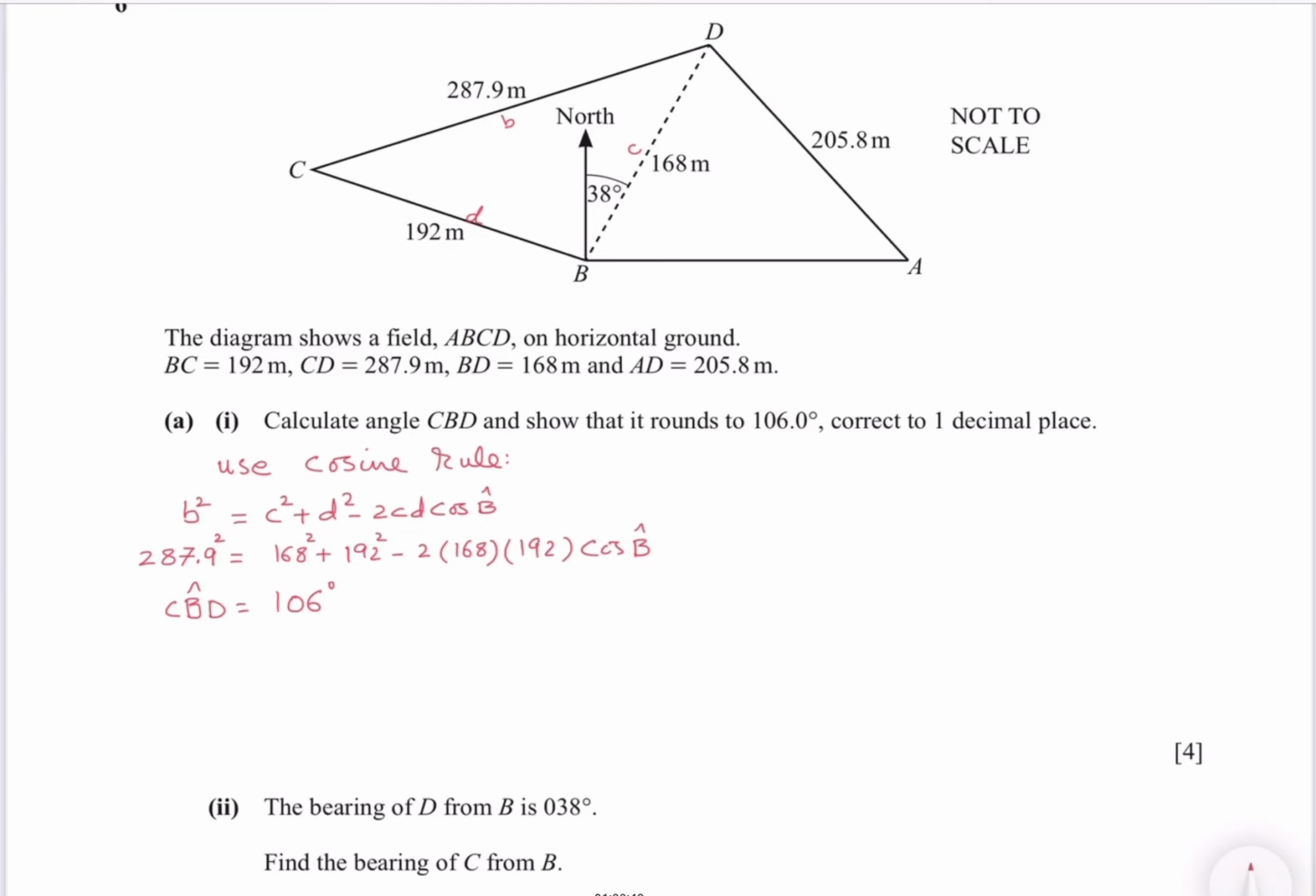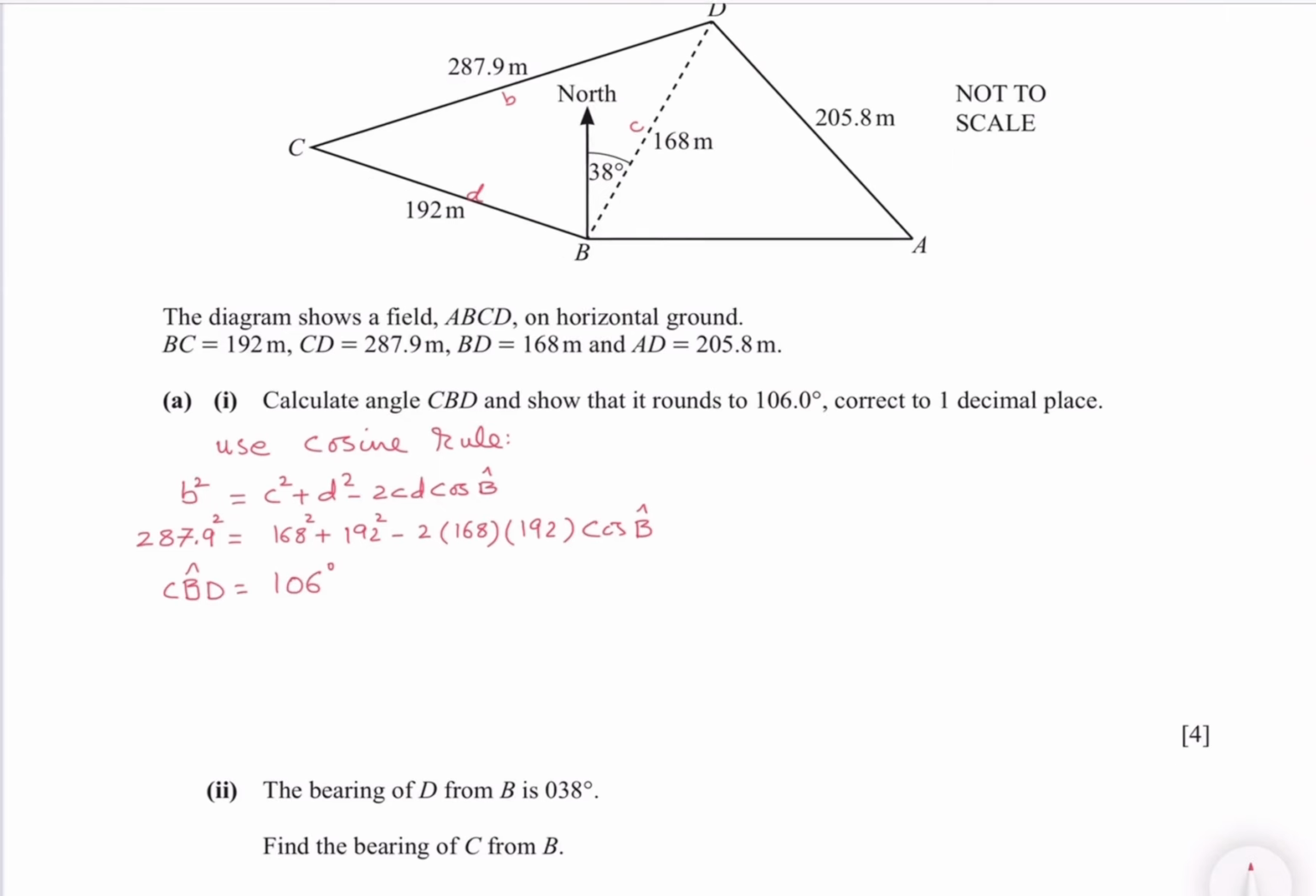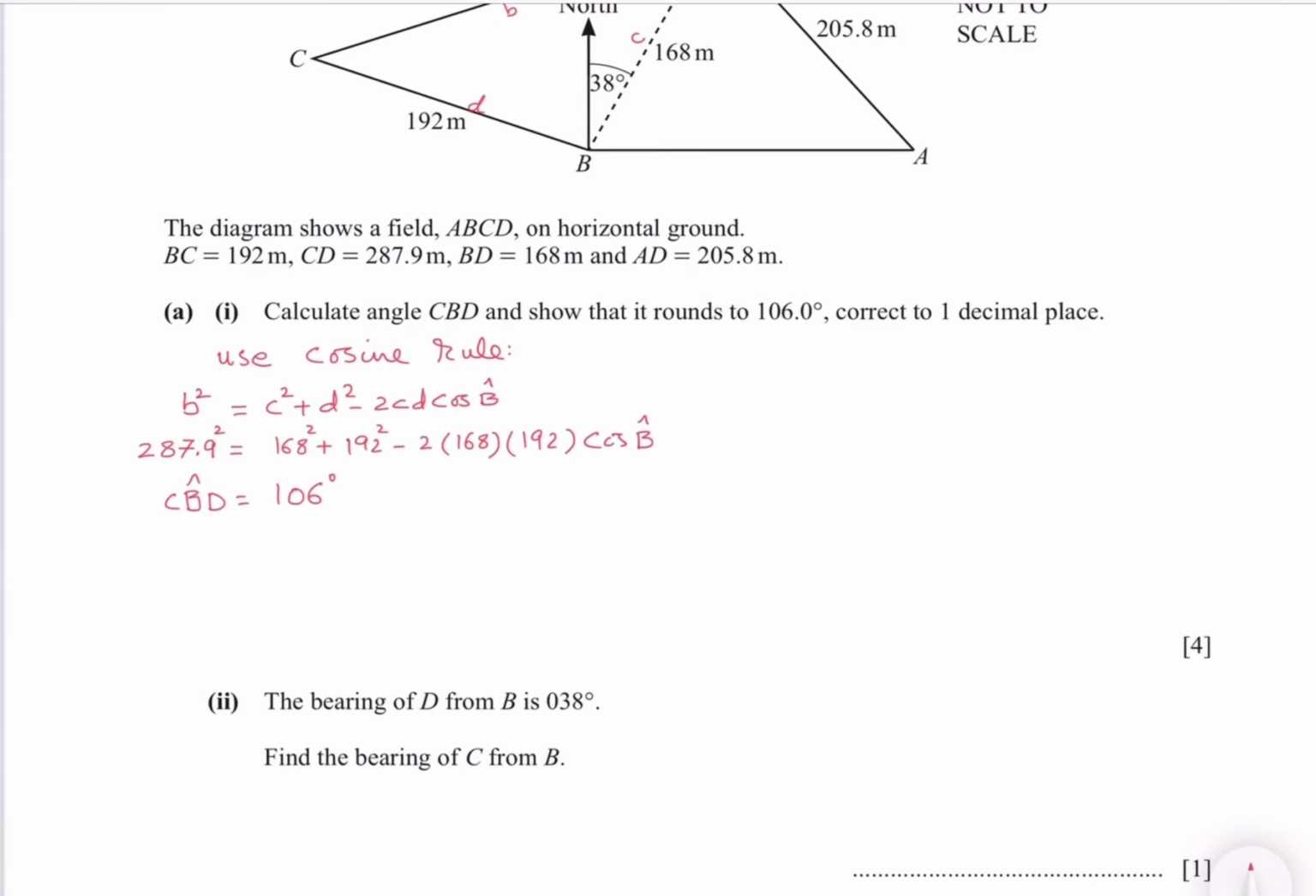The bearing of D from B is 38. Find the bearing of C from B. Okay, first of all write down the angle CBD, 106, inside. Now this blue line I have marked here, clockwise from the north, we have to draw the arrow. So this is the bearing we are going to calculate.